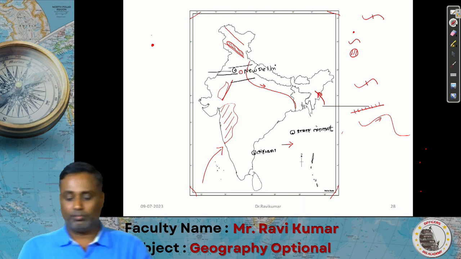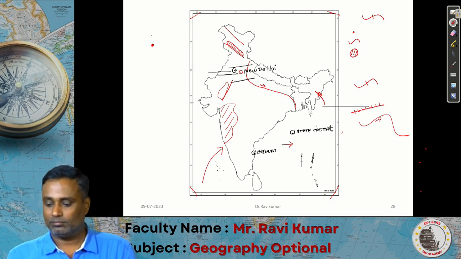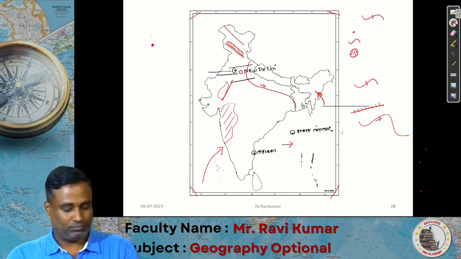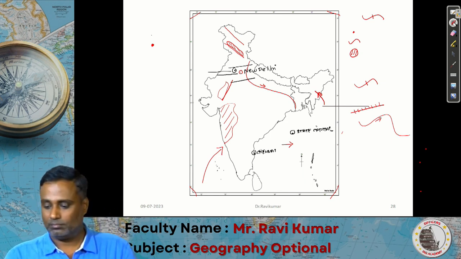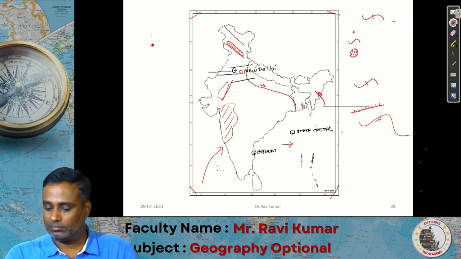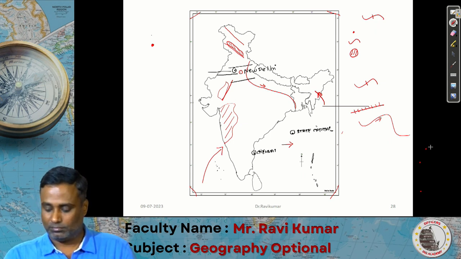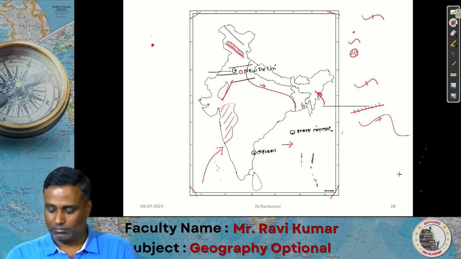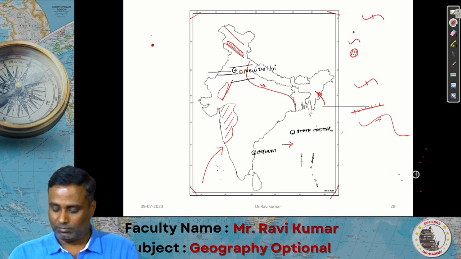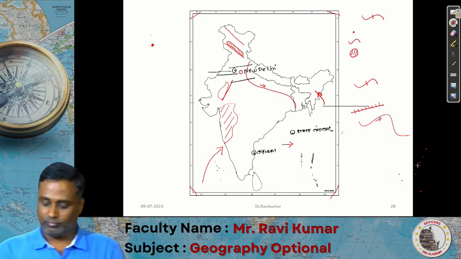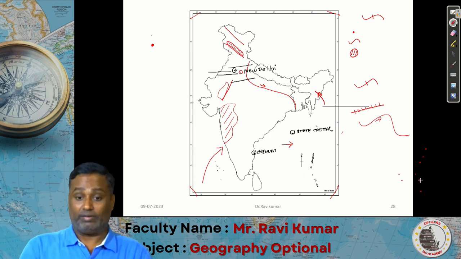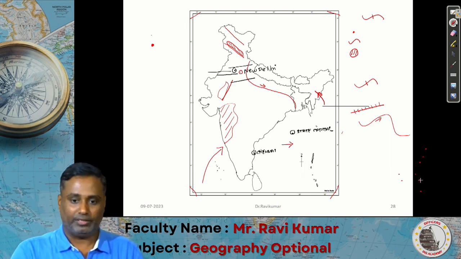Okay, same way if you go to the world map. It's not changing. What happened? Okay, I want to show the world map on the next page, so we can do it there.